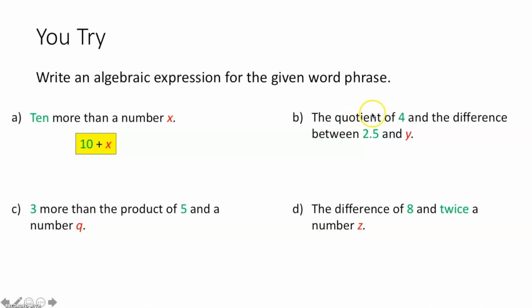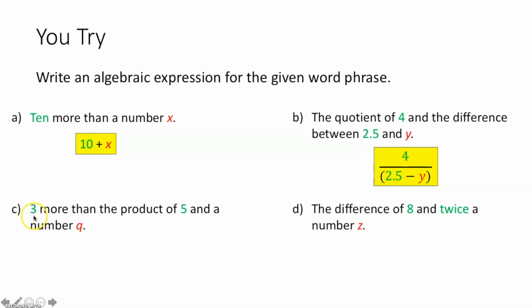For part B, we have the quotient of 4 and the difference between 2.5 and y. We're going to combine two things here. Quotient refers to division and difference refers to subtraction. So we're going to do the division first. Quotient of 4, so 4 divided by the difference between 2.5 and y. So that would be 4 divided by 2.5 minus y. And that is going to be your expression.